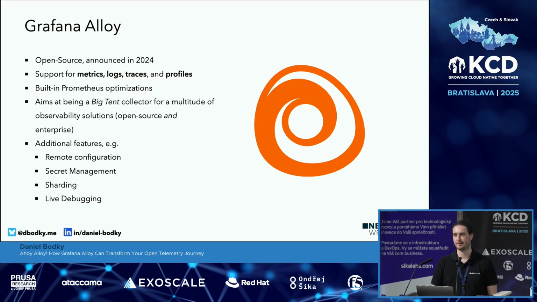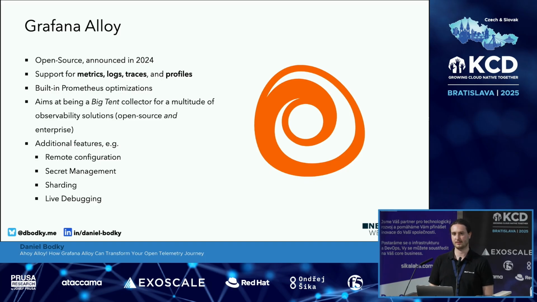And as I said, it is a wrapper around the OpenTelemetry collector. It has built-in Prometheus optimizations, so many things you would need Prometheus for to scrape data, Alloy can do for you, substituting Prometheus basically. And it aims at being a big tent collector for a multitude of observability solutions. That's a recurring theme with Grafana. They also host their own podcast, right, called Grafana Big Tent, where they try to bring a multitude of possible observability solutions and practices under the same roof to centralize them. And as mentioned when discussing distributions, Grafana Alloy does exactly that.